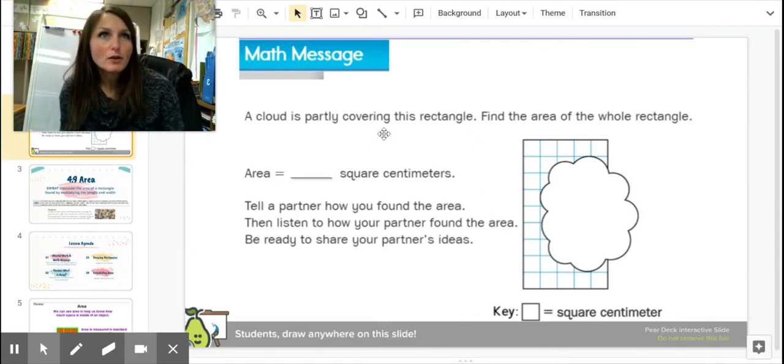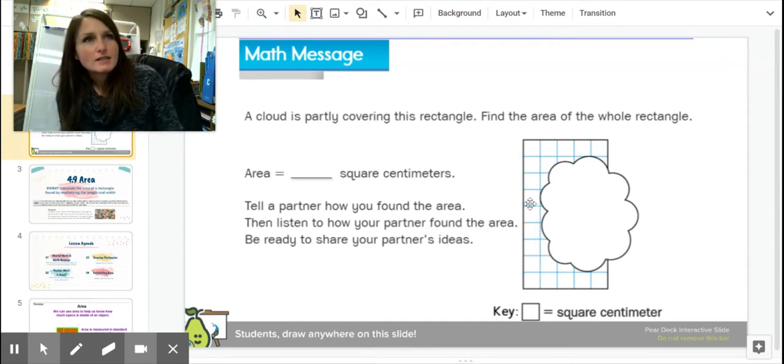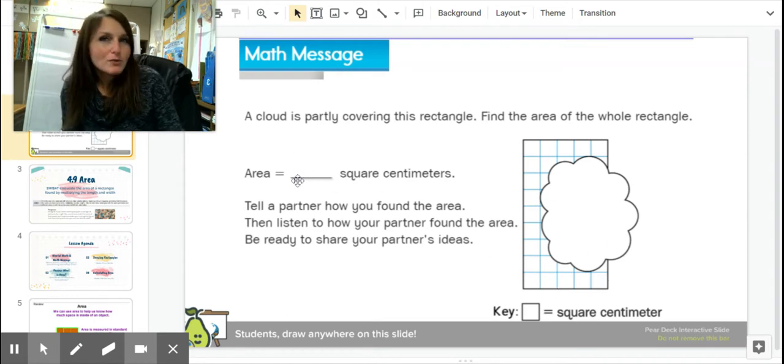It says a cloud is partly covering this rectangle. Find the area of the whole rectangle. So what could you do since some of those squares are missing? We've learned that sometimes they might not be there. So what would you do if you didn't have all those squares? Write down what you think the area would be, and then maybe talk to somebody at home about what you did and what strategy you were trying to use.